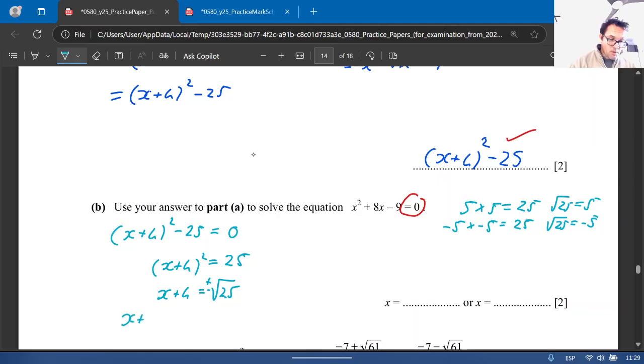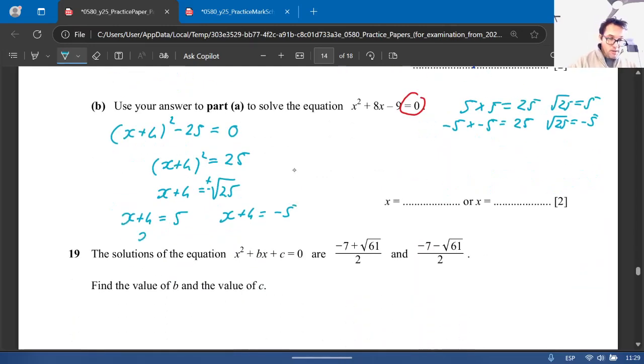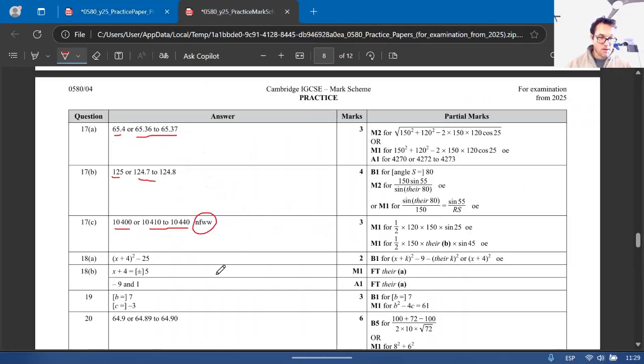We'll say x plus 4, square root of 25 is 5. But x plus 4 could also be equal to minus 5. Yes, it can be. So the last step here is we subtract 4 from both sides. We get x is 1, or we get minus 5 minus 4, which gives us minus 9. So those are the two answers, 1 and minus 9.